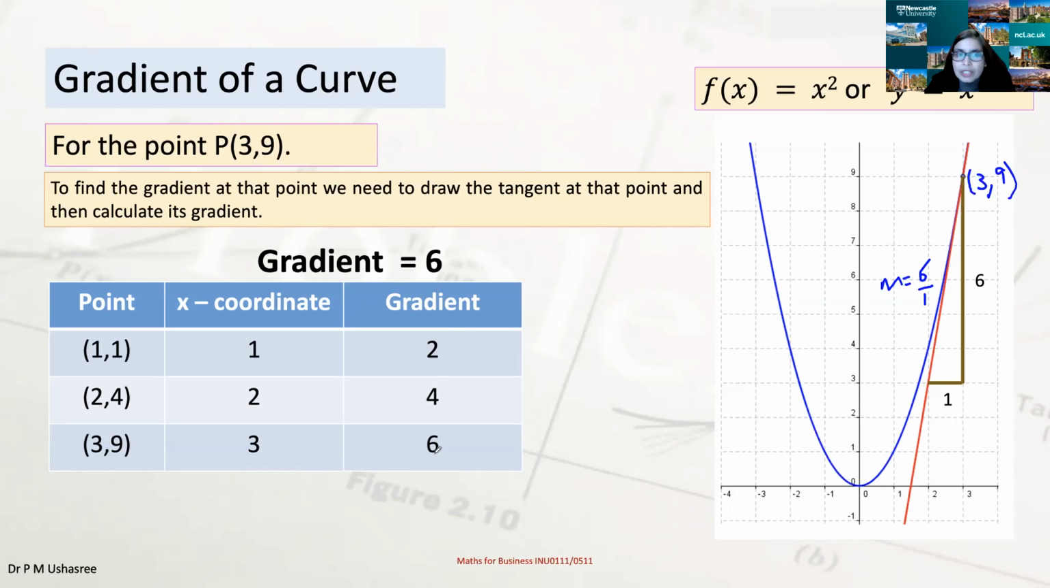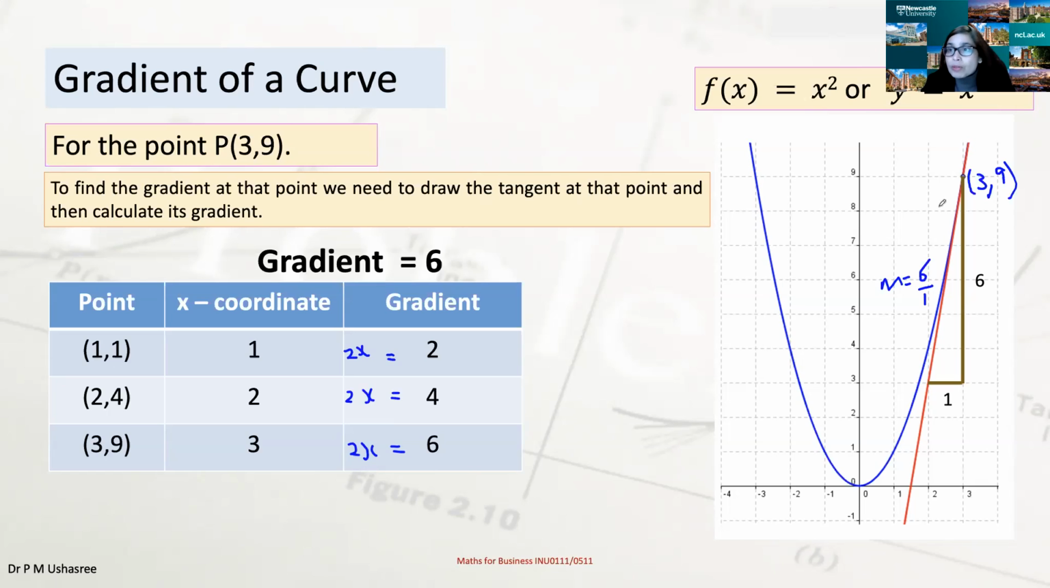Oh, what a beautiful relation you can see. As x increases, the gradient increases by 2 times x. 2 times 1 is 2. 2 times 2 is 4. 2 times x. Can you see the relationship here? You can actually prove this, but you don't have to prove that in this course. You just should be able to find the gradient. That's all you have to do.